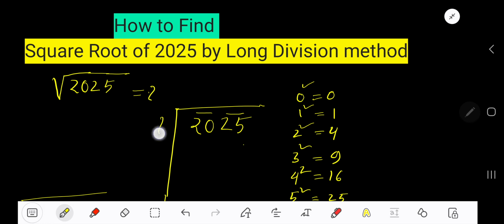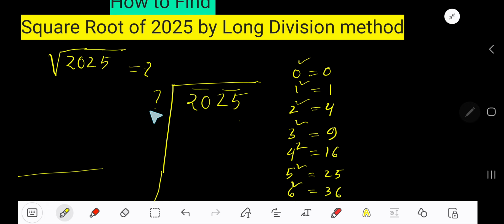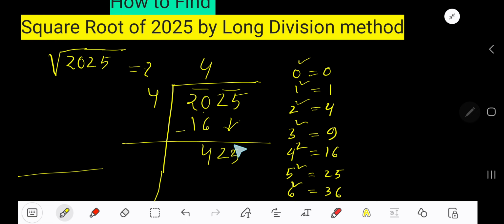For the second pair, you have to consider a number whose square will be equal to 20 or nearest to 20. If you take 4, then 4 squared equals 16, which is nearest to 20. If you take 5, then 5 squared equals 25, which is greater than 20. So 4 is correct. The same digit will come to the quotient side also. 4 times 4, 16. Subtract, you are getting 4, then bring down this pair.